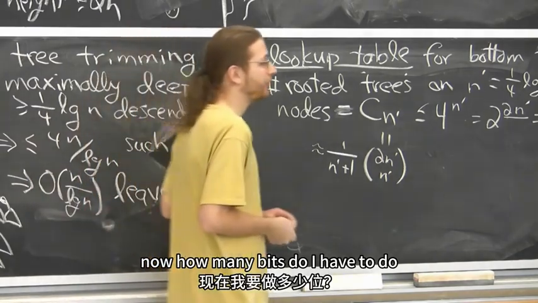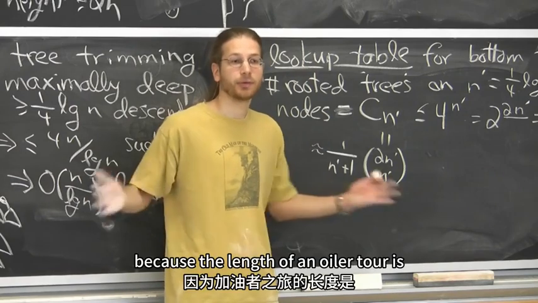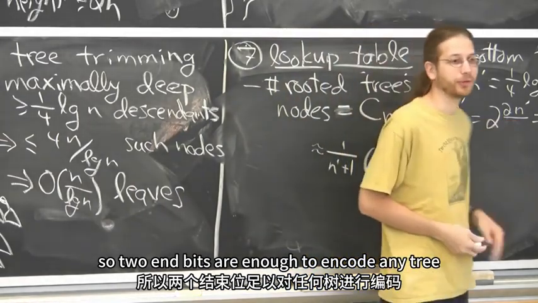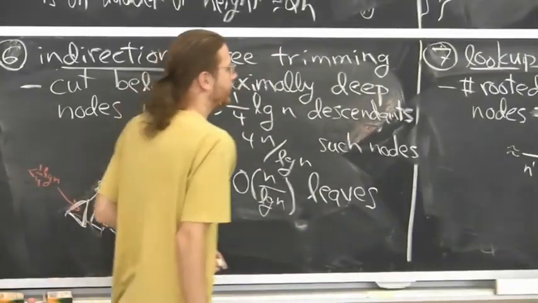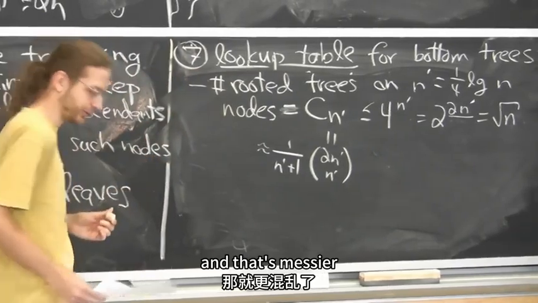Now, how many bits do I have to use? Well, twice the number of edges in the tree, because the length of an Euler tour is twice the number of edges in the tree. So 2n bits are enough to encode any tree. That's the computer science information theoretic way to prove it. You could also do it from this formula, but then you'd have to know why the formula is correct, and that's messier.